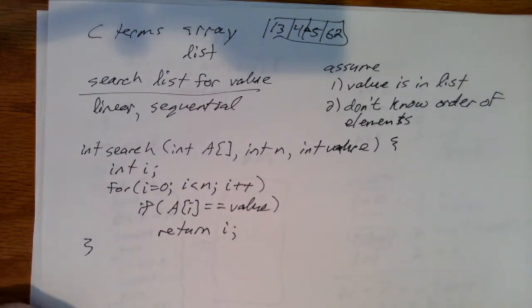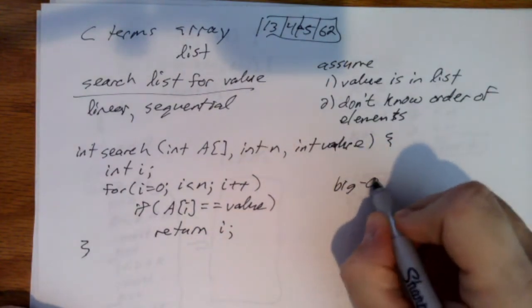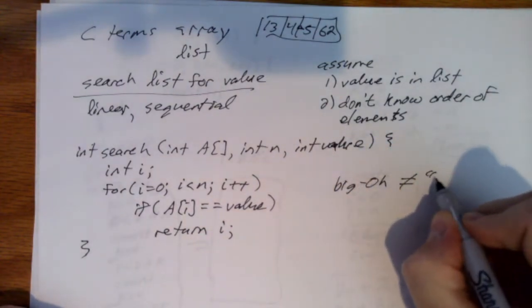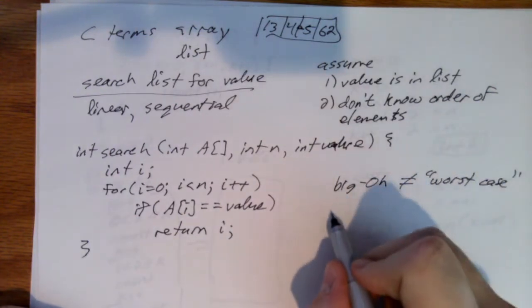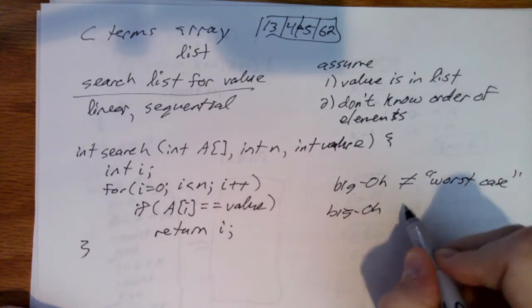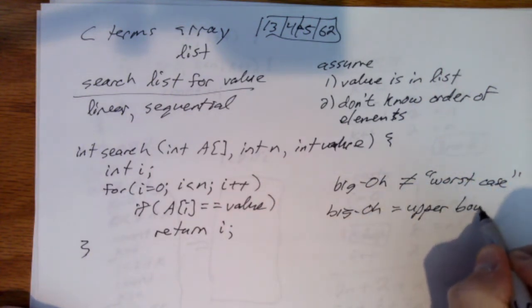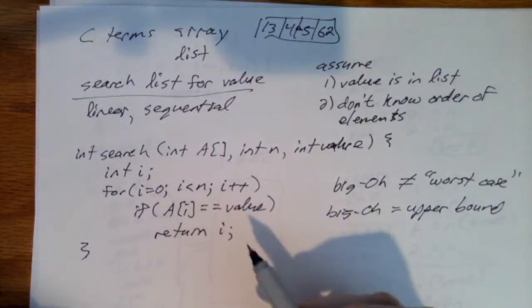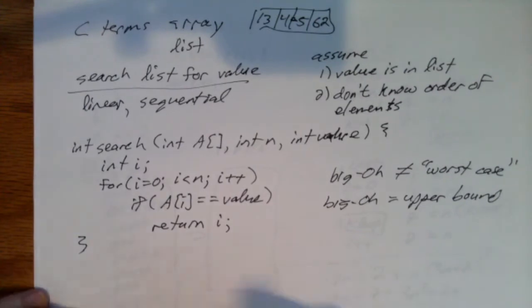Now let's remind ourselves that big O does not mean worst case. Instead, big O is an upper bound on the rate of growth of the function. Okay? So let's look at some scenarios we have here.